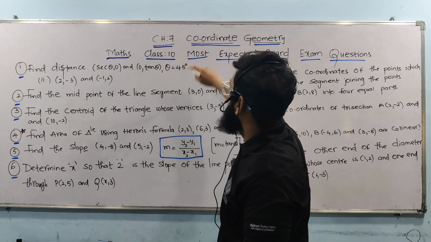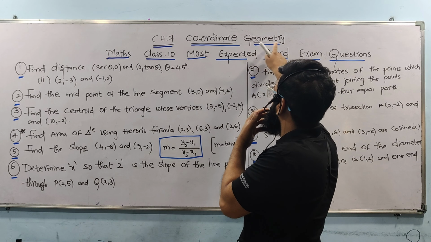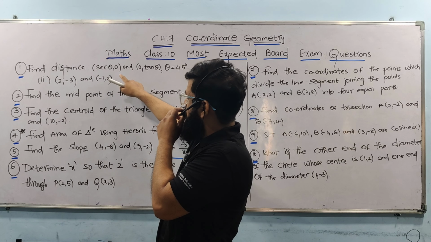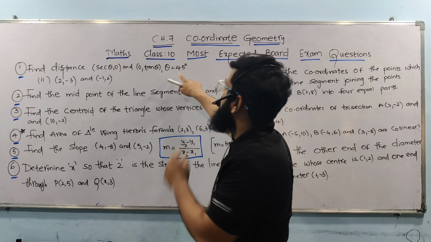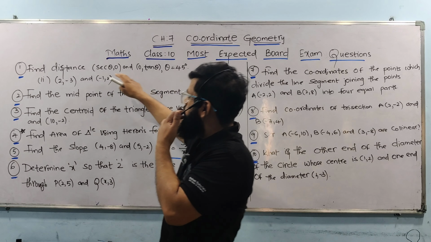Now in this video I am going to share the most expected questions from chapter number 7, coordinate geometry of class 10. Coming to the first question: find the distance between (secant theta, 0) and (0, tan theta), where theta is equal to 45 degrees. Okay, so find the distance.